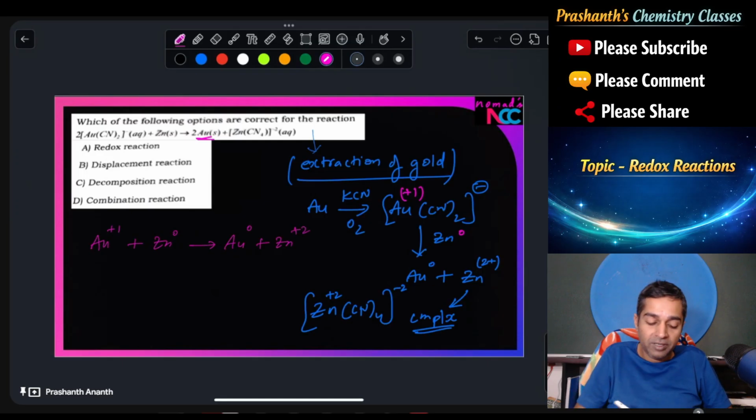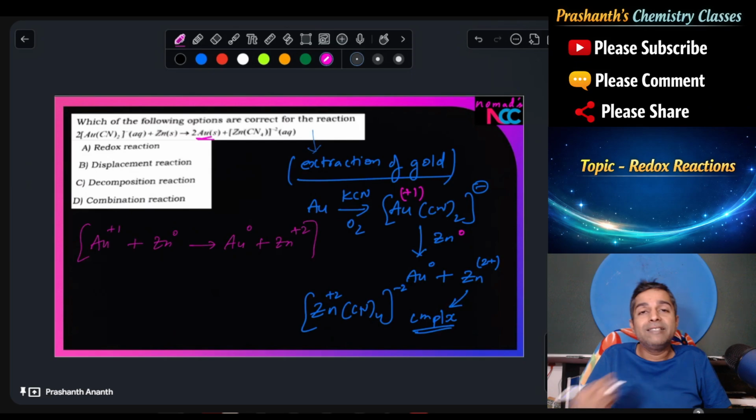Why does this happen? Of course, because zinc is much more reactive than gold, and more importantly in this particular question here and in this actual reaction, zinc is actually going to be forming a more stable complex, which is why this reaction actually happens.